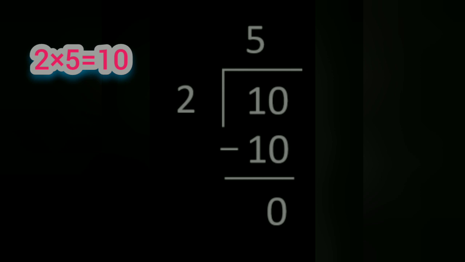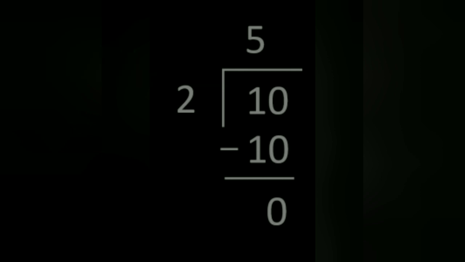So here 10 is the dividend, 2 is the divisor, 5 is the quotient, that is the answer, and 0 is the remainder. Don't worry if you did not understand. Once again I'll explain in the notes.